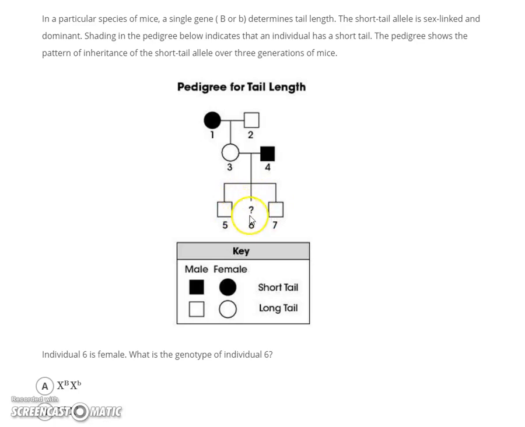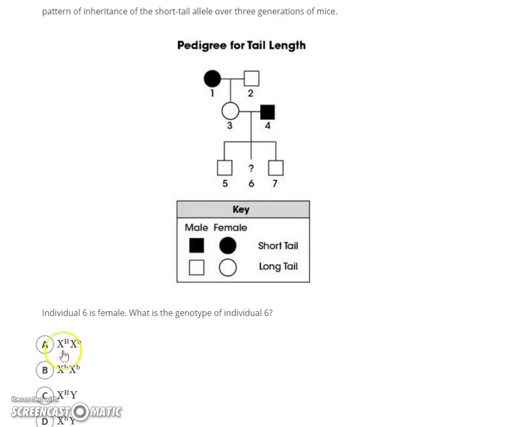A female, on the other hand, will still get a recessive trait from mom, but dad has this dominant X allele. Since mom and dad both give X's, dad's X is dominant. This female will have a short tail. She's going to have the dominant trait. So what is her genotype? Again, from mom, she's going to get the recessive copy. From dad, the dominant copy. So she's going to be X big B, X little b. That's going to be answer A.